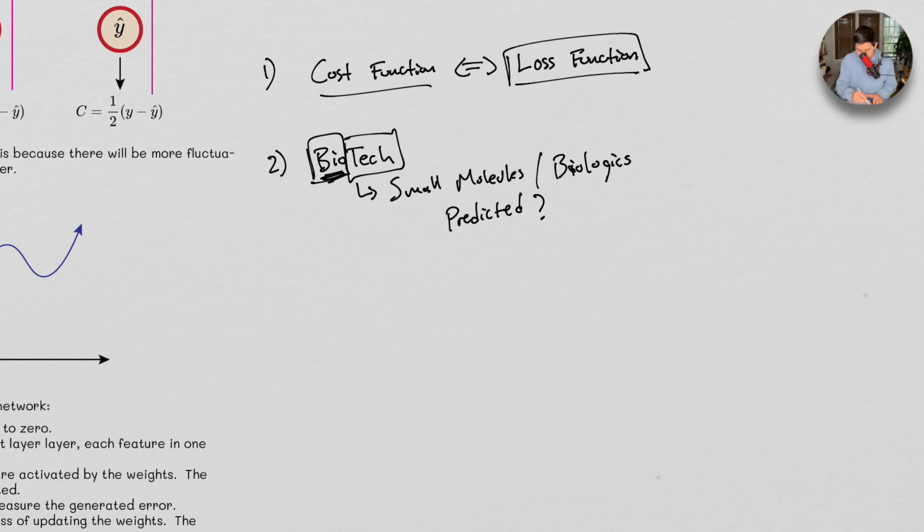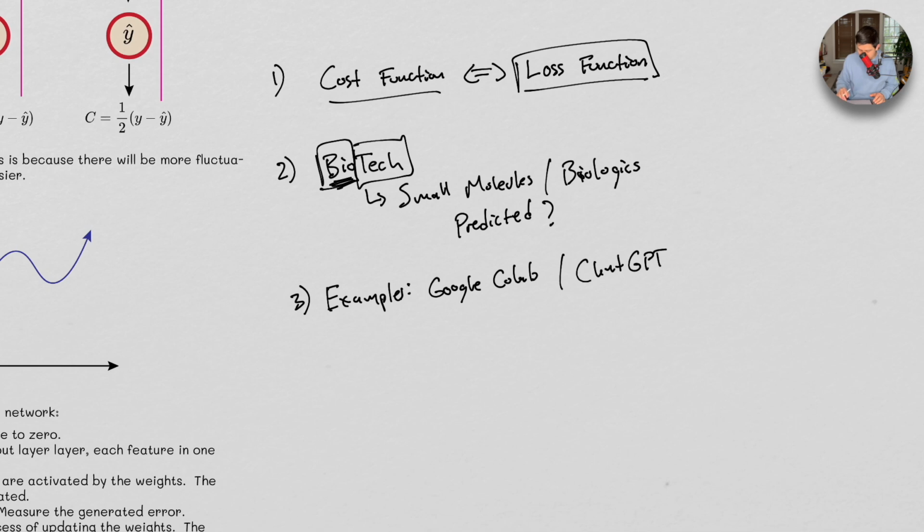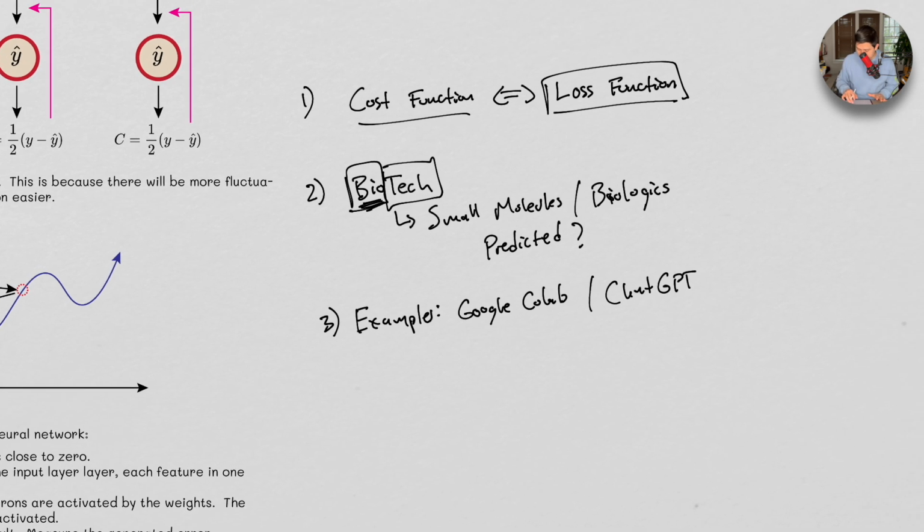And then from there, we're going to start going into examples. I'm going to use Google Colab. We'll use a little bit of ChatGPT, we'll see how I do that. It's just to generate some data.